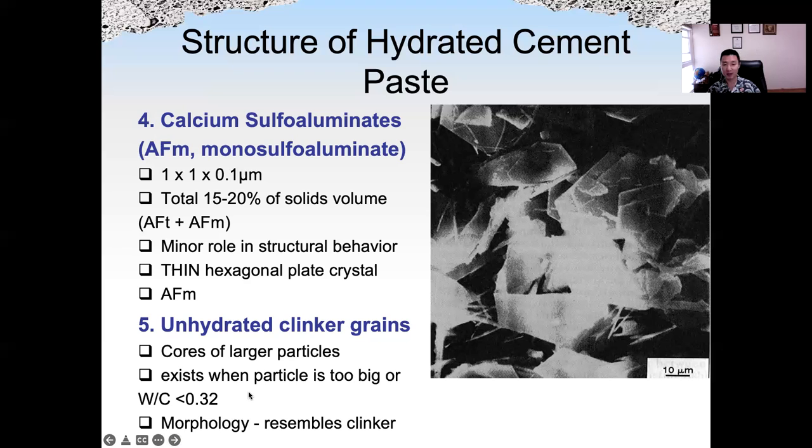Unhydrated cement clinker is pretty strong. It's similar to the strength of CSH. So if we have some unhydrated cement clinker in the system, it is actually a good thing. That's the reason why when we reduce the water cement ratio, the strength of concrete is typically higher.